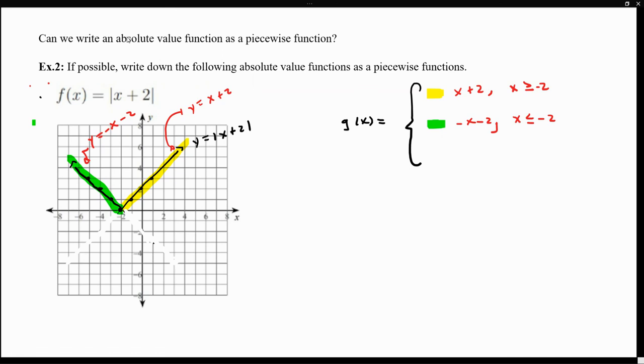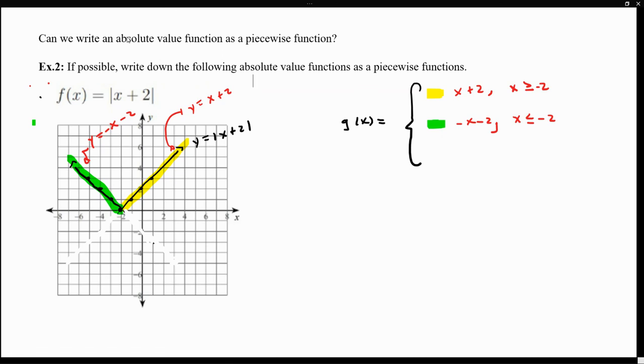Now, before we conclude, I do want to make a very small point here. Notice that in both functions here, we're using the value of -2. On the yellow section, we're saying x is greater or equal to -2, and on the green section, we're saying that x is less than or equal to -2. In both functions, we're using the value at -2. That's not okay for us to do.